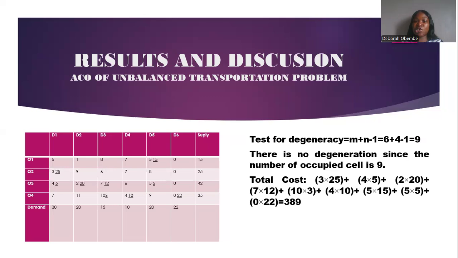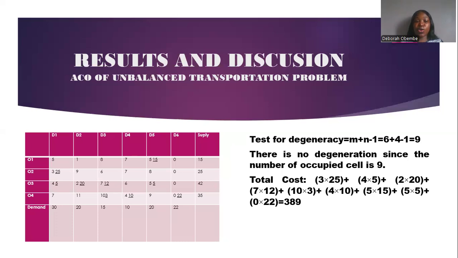So we test for degeneracy. Degeneracy is equal to the number of columns, which is 6, plus the number of rows, which is 4, minus 1, that is equal to 9. So now, how do we know if there's no degeneracy? If we look at the allocations, we tend to fulfill both the demand and the supply. If we look at column number 1, we have 25 and 5, which are the allocated numbers, and if we put them together, it is 30.